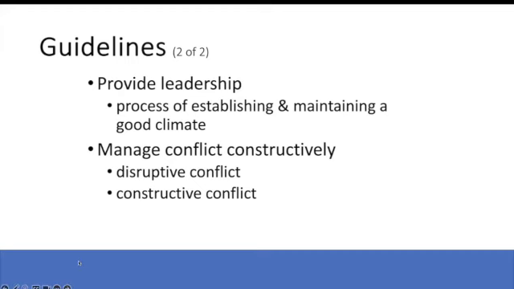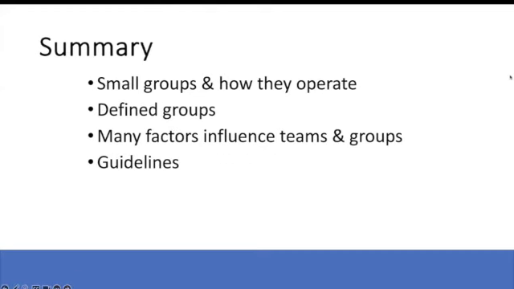All right, then. In sum, what we've talked about today is small groups and how they operate. We've defined groups, we looked at the many factors that influence teams and groups, and we put out some guidelines. So I hope this is a taste of what is involved in communication that motivates you to want to learn more and get some more skills in group communication.